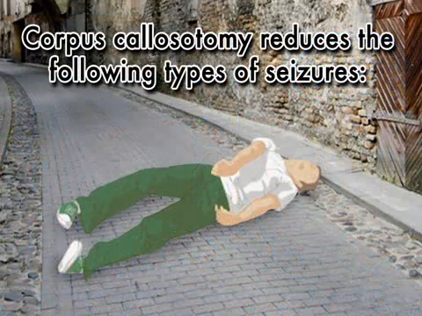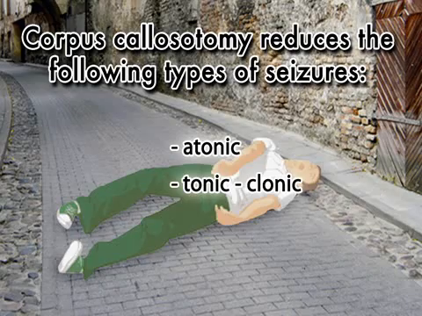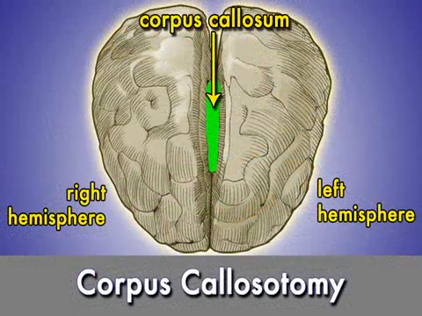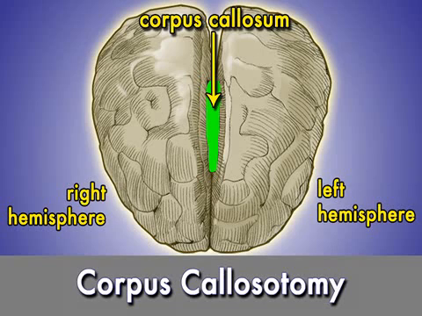Another type of procedure, called disconnection surgery, involves severing specific nerve pathways in the brain along which seizures spread. One disconnection surgery, which reduces atonic, tonic-clonic, and tonic seizures, is corpus callosotomy. During this procedure, the corpus callosum, which is the large fiber bundle in the brain that connects the two hemispheres, is cut. Often, the operation involves severing just the front 2/3 of this area.